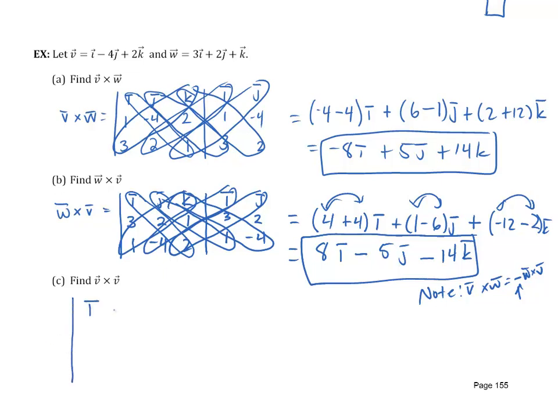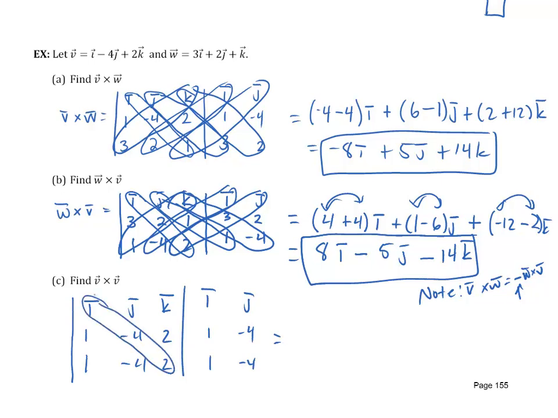v cross v is going to be, you put a 1, a negative 4, and a 2 here, and a 1, a negative 4, and a 2 here. And you do i, 1, 1, and j, negative 4, negative 4. If you do the i forward diagonal minus the back diagonal, what do you get? You get a negative 4 times 2, which is negative 8, minus a 4 times negative 2, which is minus 8. Negative 8 minus a minus 8.